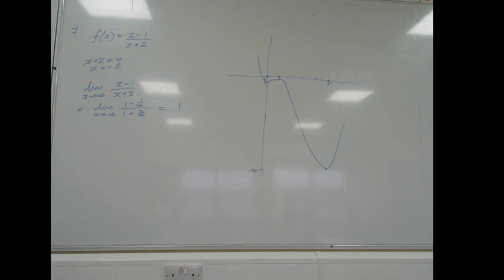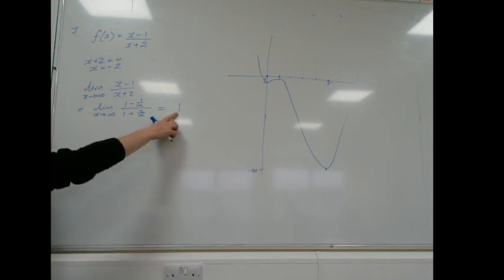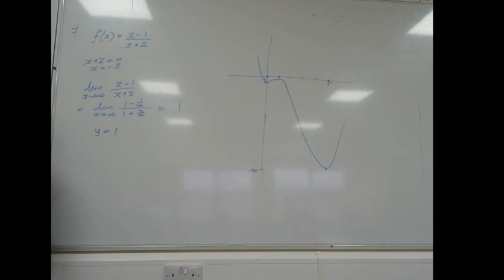Because we have plus infinity and minus infinity, the two are identical, therefore you get the same asymptote. So y equals 1. So the equations of the asymptotes are x equals minus 2 for the vertical and y equals 1 for the horizontal.